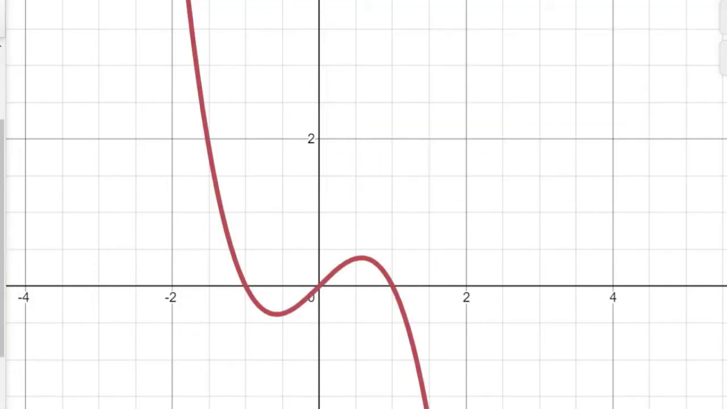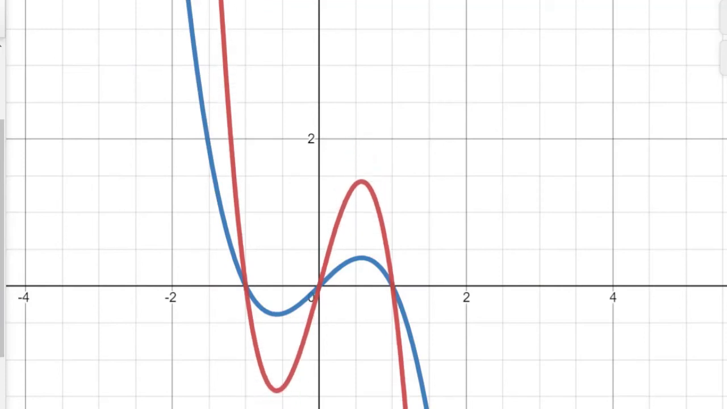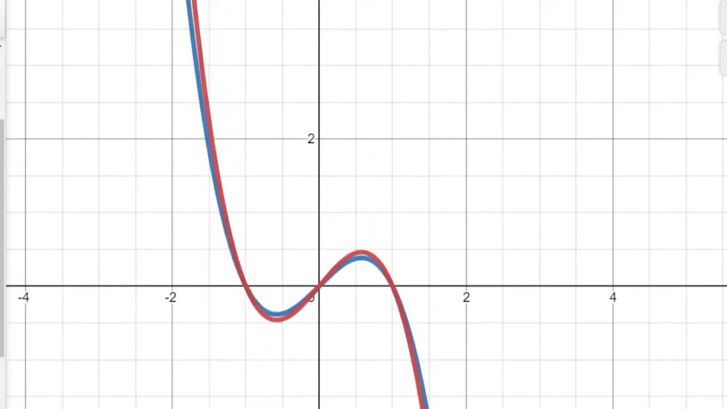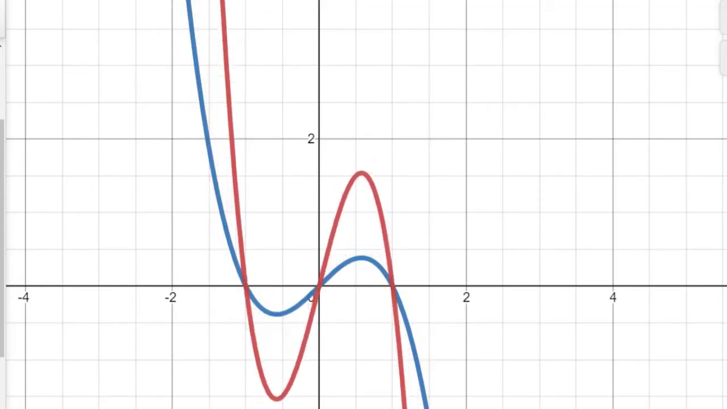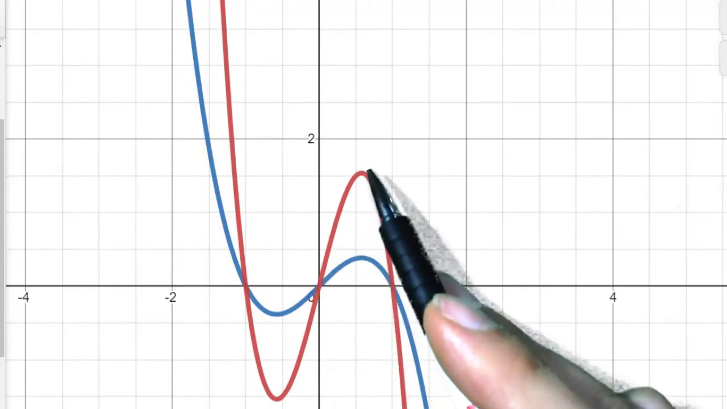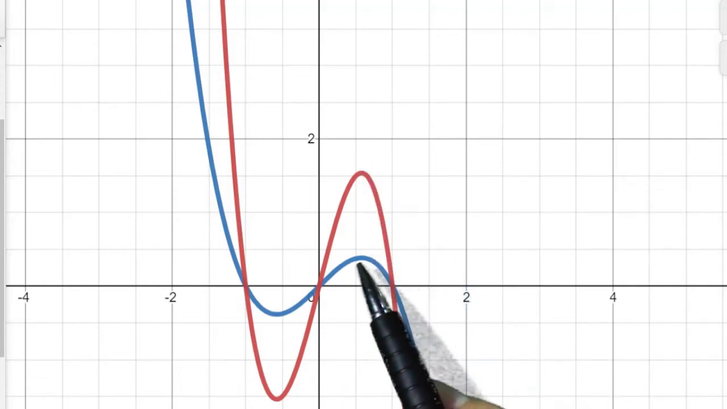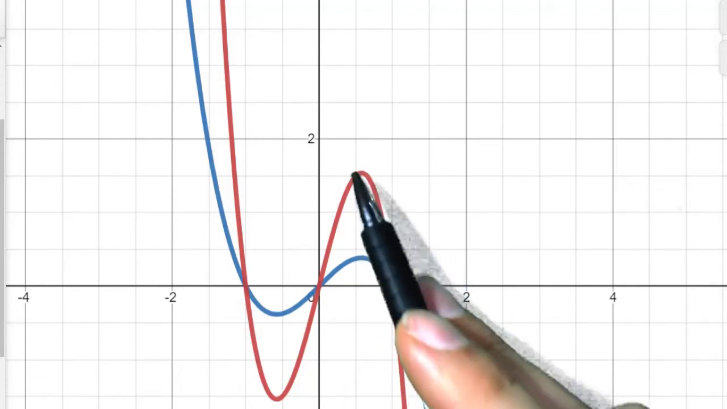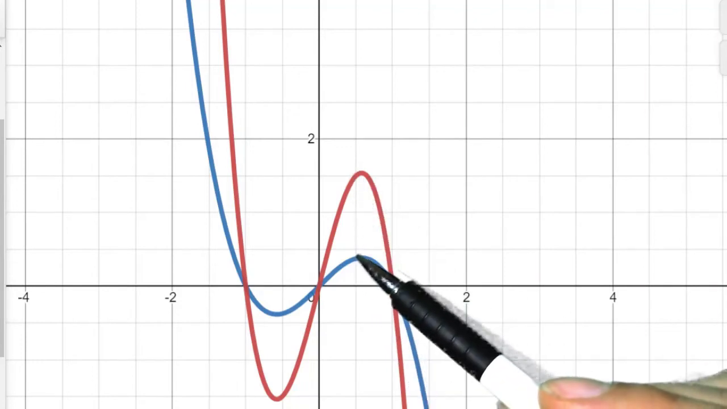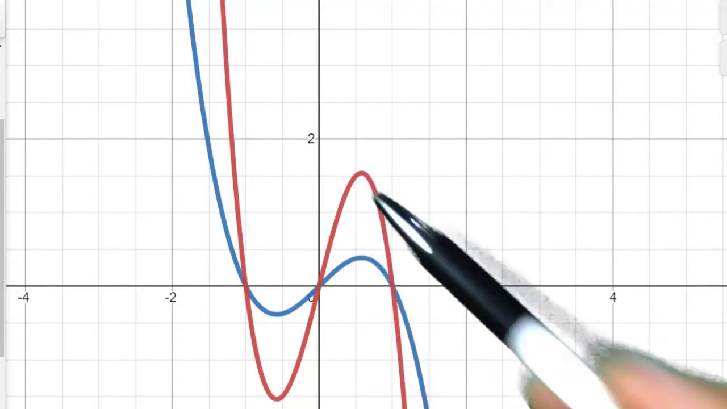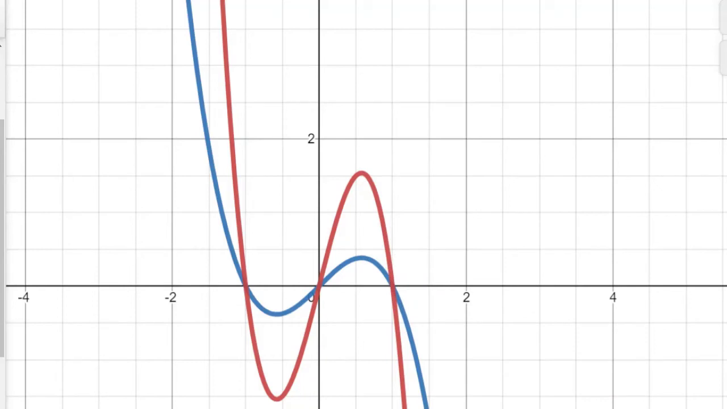Okay, so now let's talk about a vertical stretch. Notice what's happening here. The y-coordinates of the points on this blue graph have been scaled by some factor. In this case, we're looking at a factor of 4. And so every y-coordinate has been scaled to 4 times its original amount. Now the y values are given by f of x, so we're really just scaling f of x by 4. So it's 4 times f of x.